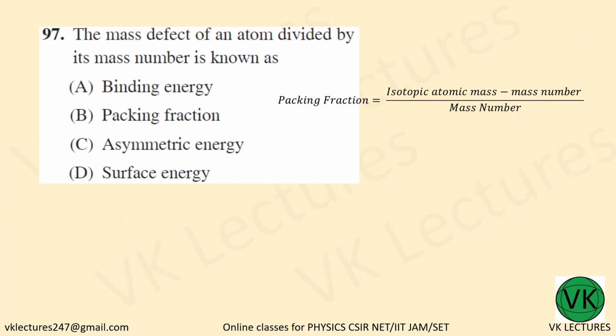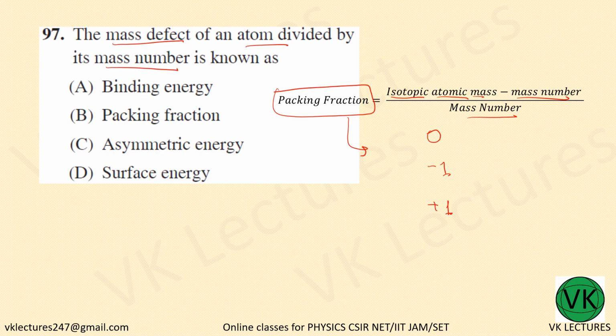Mass defect of an atom divided by its mass number. Now, what is this mass defect? Mass defect is nothing but the isotopic mass minus the mass number, divided by the mass number. That is nothing but our packing fraction. Now this packing fraction can have 0, -1 or +1.